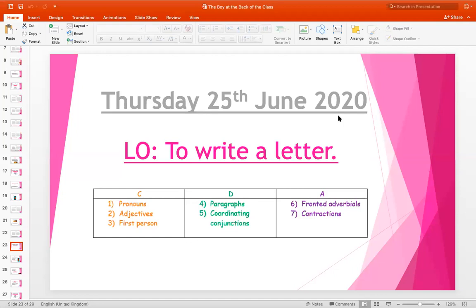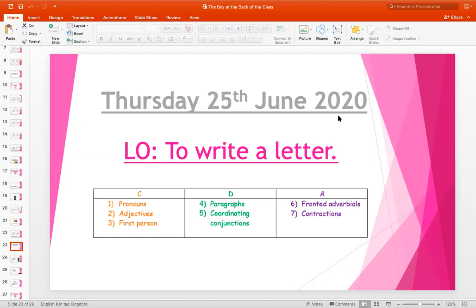Today, we are going to be writing a letter. As you can see, I've got my CAD in front, and you should be able to see that. So if I just quickly go through the CAD, in order to write a letter, you should have pronouns, adjectives. You need to write your letter in first person. Make sure you have your paragraphs, coordinating conjunctions, fronted adverbials, and I'd like to see some contractions.